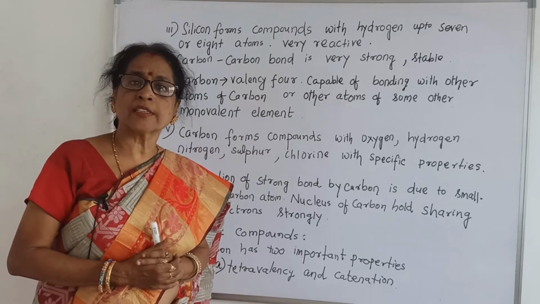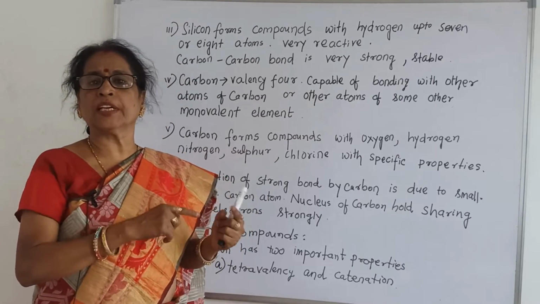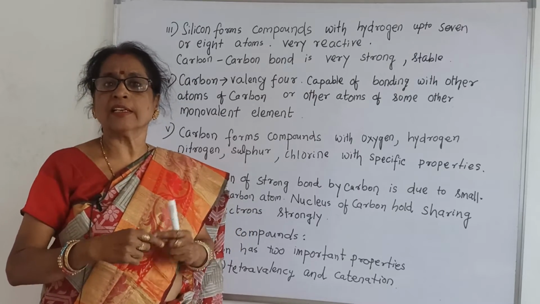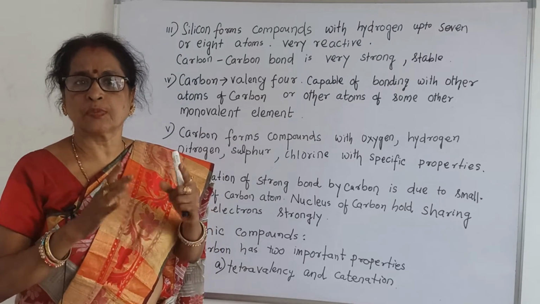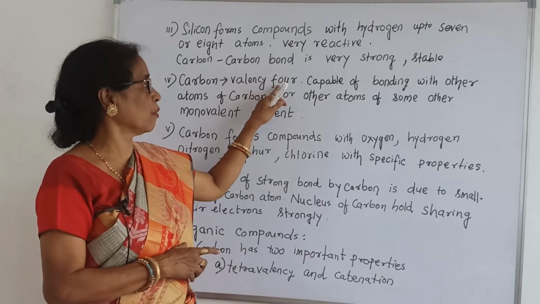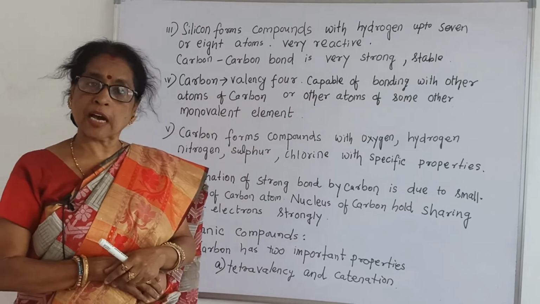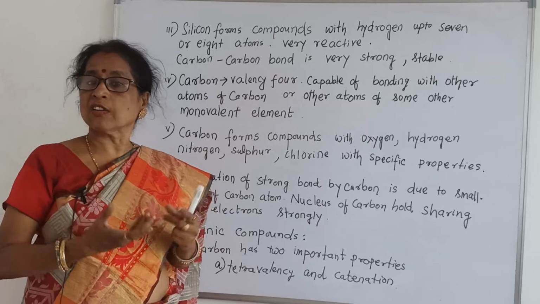Why? Because its atomic number is 6, with electronic configuration 2, 4: 2 in the K shell, 4 in the L shell. The outer shell contains 4 electrons. That is why the valency is 4. Carbon is capable of bonding with other atoms of carbon, and that is called catenation.